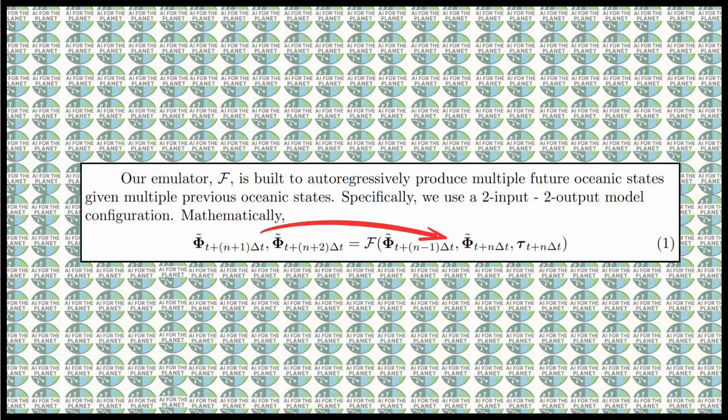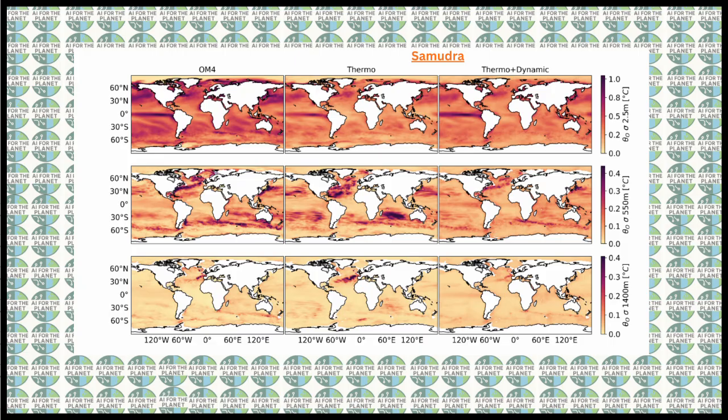To determine if Samudra is a good stand-in for OM4, the authors initialized Samudra with ocean states from September 2014 and then let it run in autoregressive mode by repeatedly feeding its own output back in as input for 8 simulated years. Shown here are the temperature trends over this test period for 3 different ocean depths, as predicted by OM4, compared to 2 versions of Samudra, one that uses all ocean variables and one that doesn't include velocities. In general, Samudra is able to replicate OM4's behavior, though there are some discrepancies.